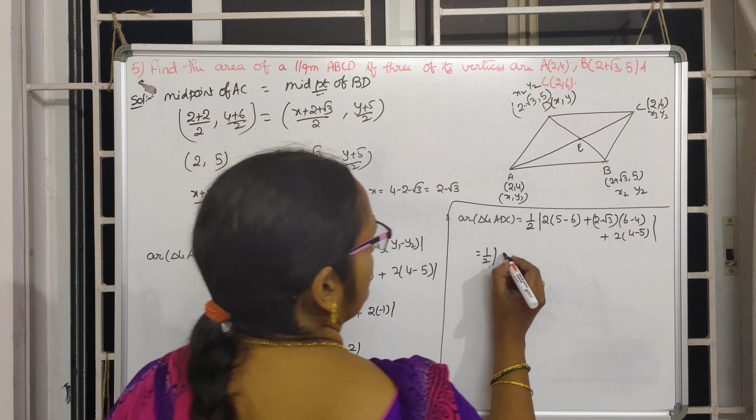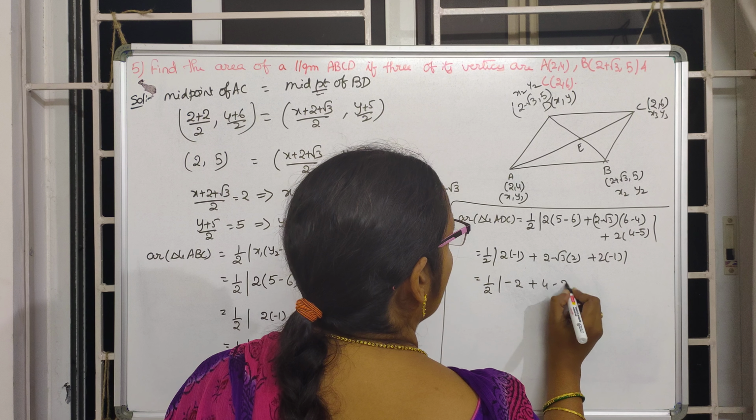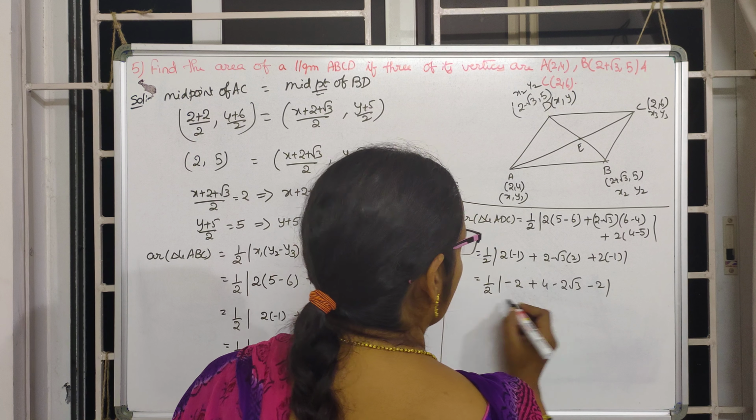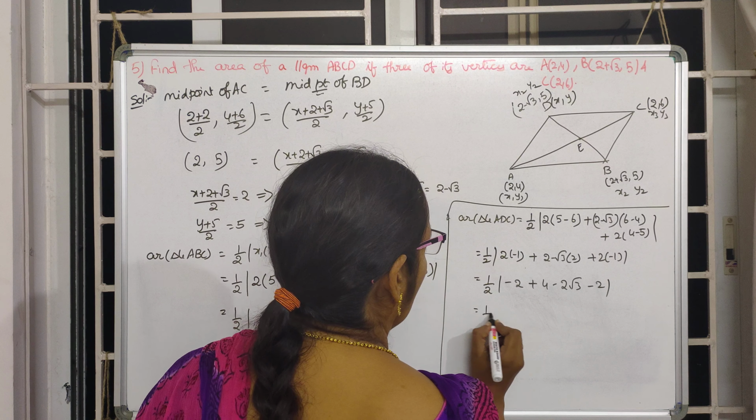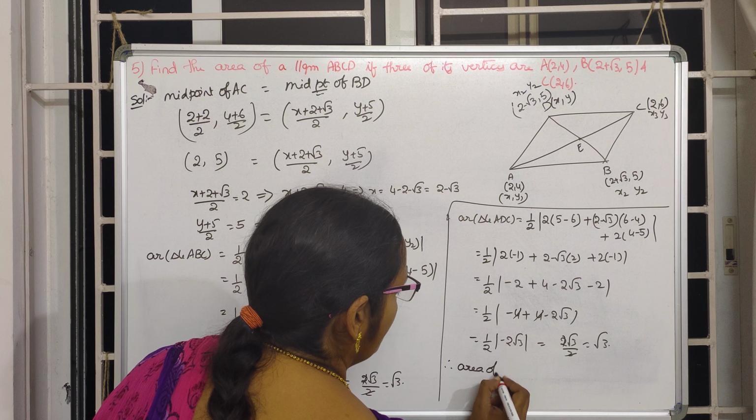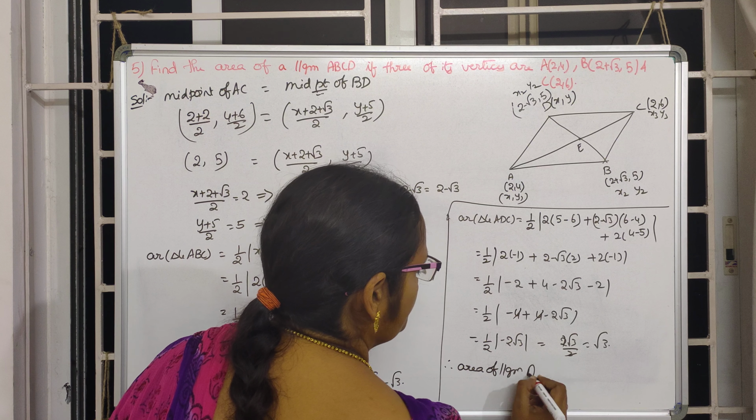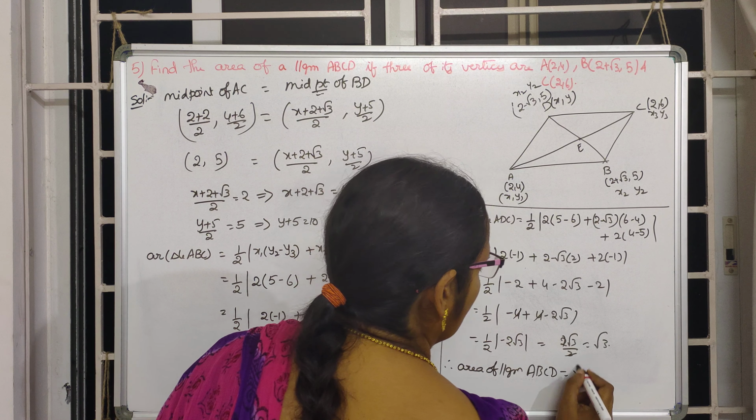Half absolute of minus 2 plus 4 minus 2 root 3 minus 2. Half absolute of minus 4 plus 4 minus 2 root 3. Half absolute of minus 2 root 3. This is nothing but 2 root 3 by 2. This is also root 3. Therefore, area of parallelogram ABCD is root 3 plus root 3, which is equal to 2 root 3 square units.